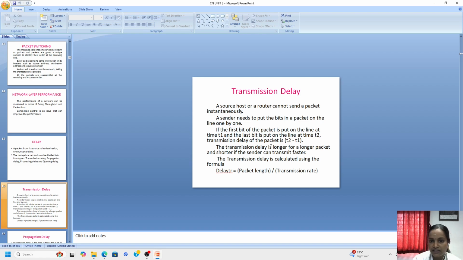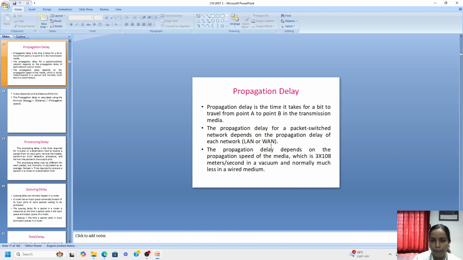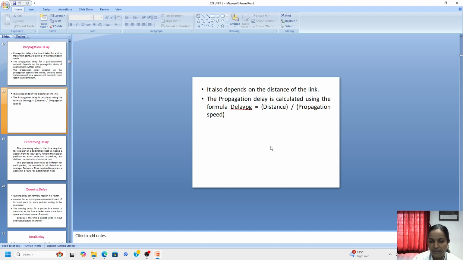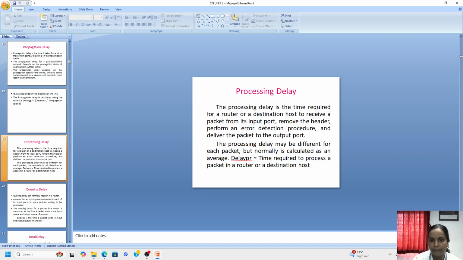Transmission delay means the source host or a router cannot send a packet instantly. It takes extra time to transmit the data packet, which is measured as packet length divided by transmission rate. The propagation delay is the time taken for a bit to travel from point A to point B in a transmission medium. It can be evaluated with the formula distance divided by propagation speed.